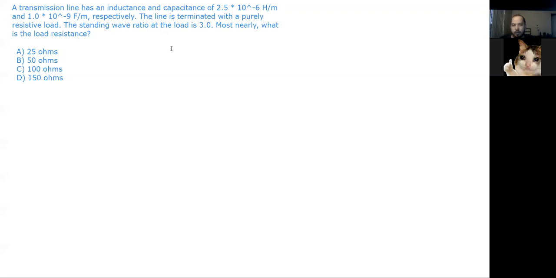So the standing wave ratio is represented like so in this equation.